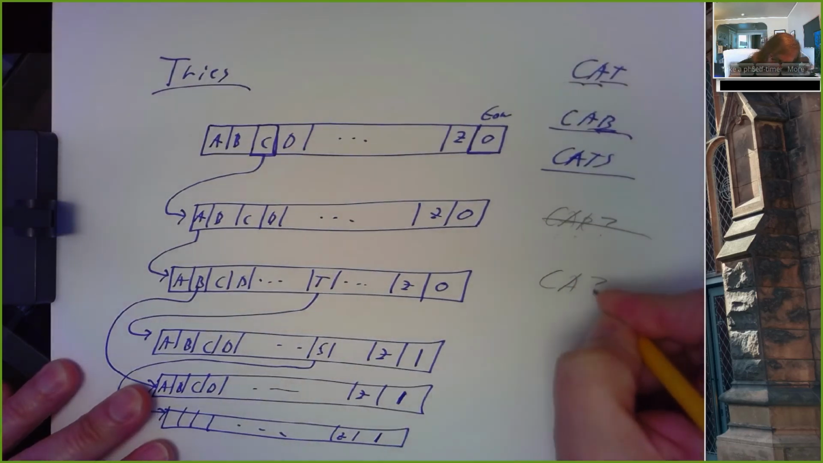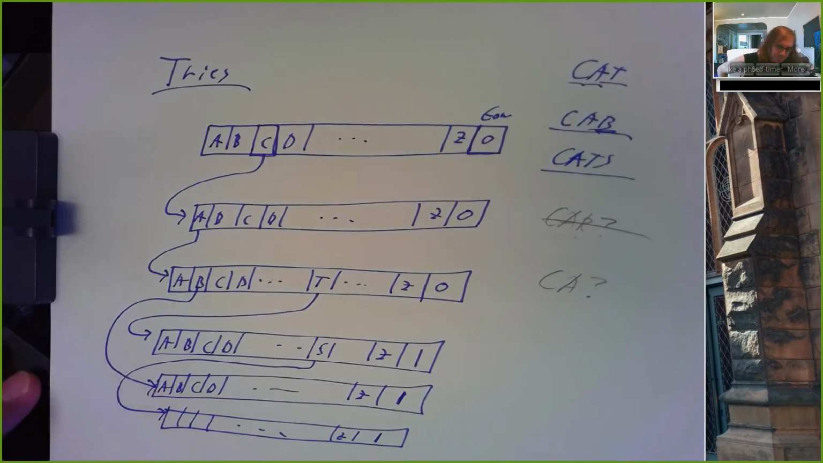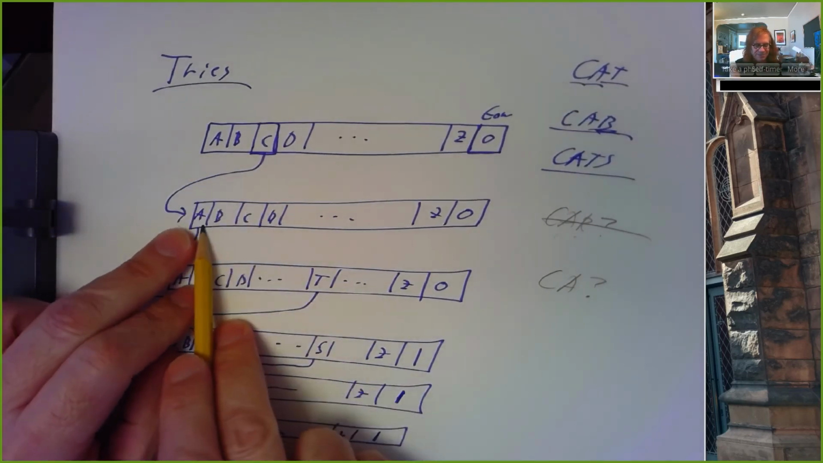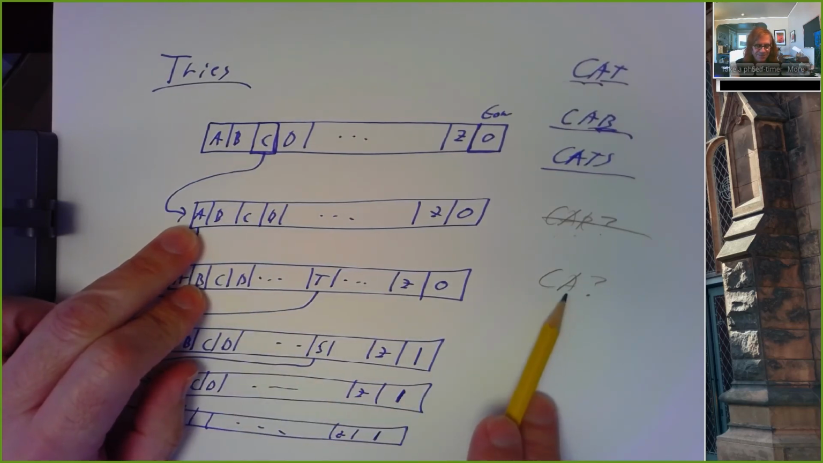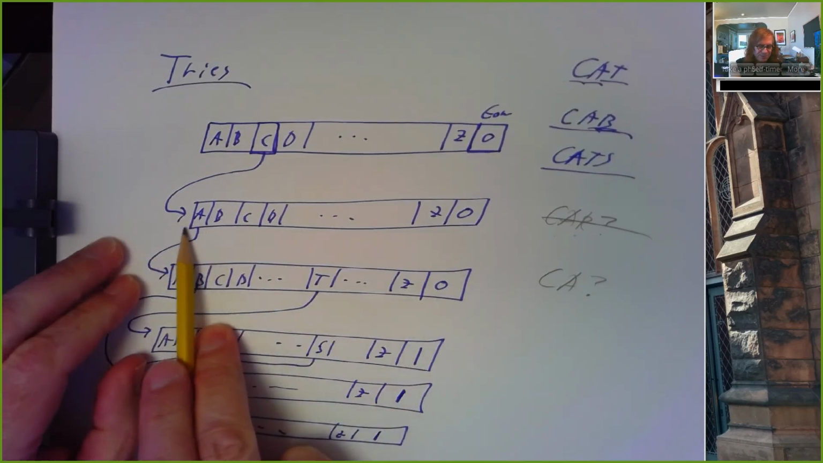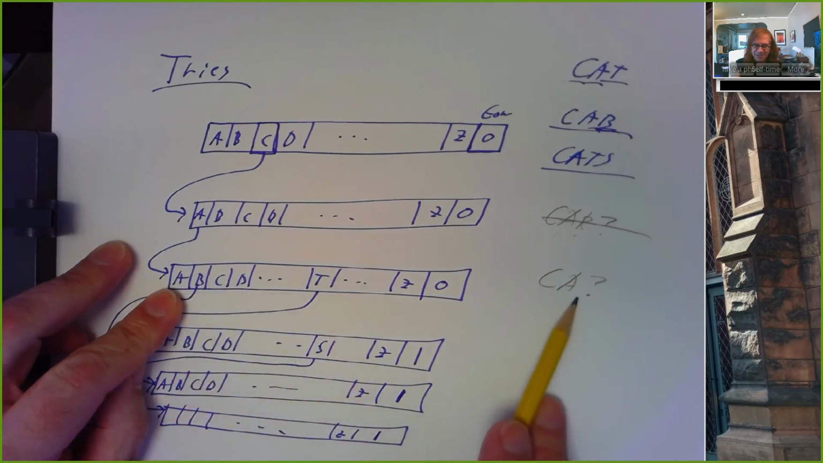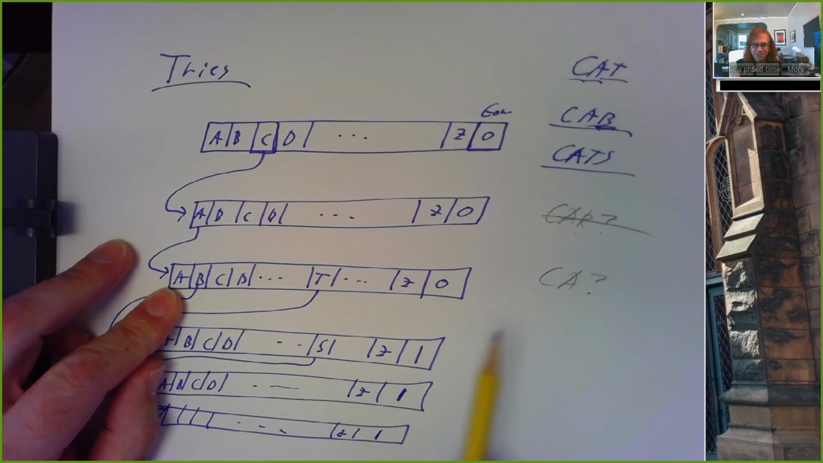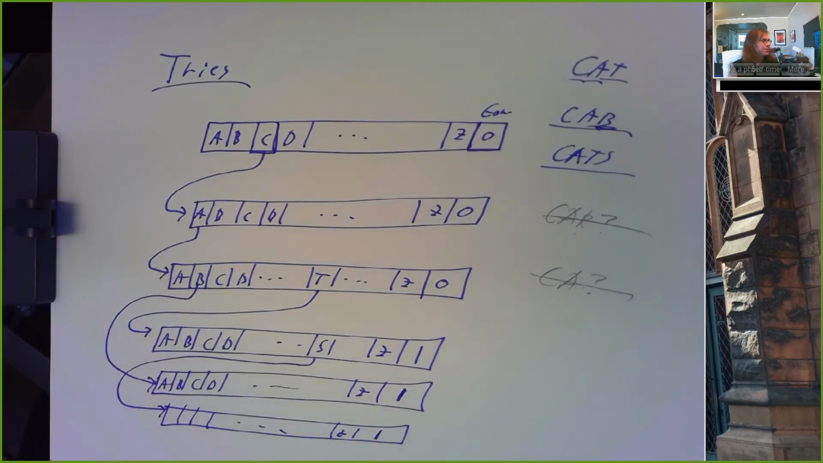And if we look for the word CA, like California, I'll start with a C. That's pointing somewhere. I'll follow that down to another node. I'll look for an A, and that's pointing somewhere. I'll come down there, and that's the end of my word, so I'll check the end of word pointer. The end of word pointer is a 0, so that's not stored in my trie.